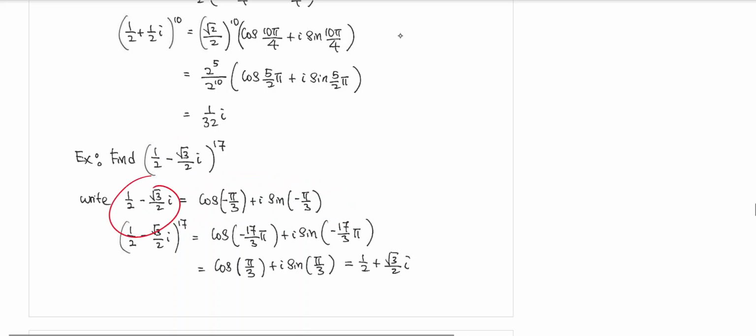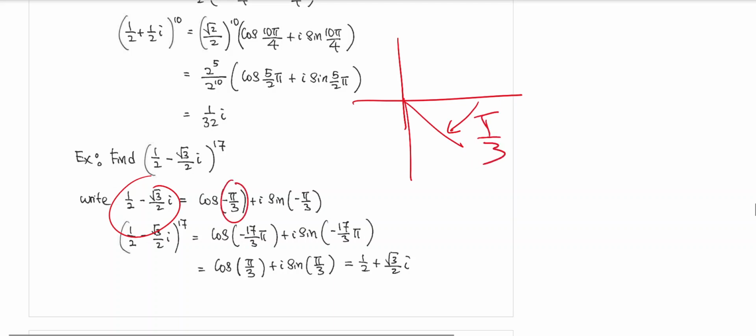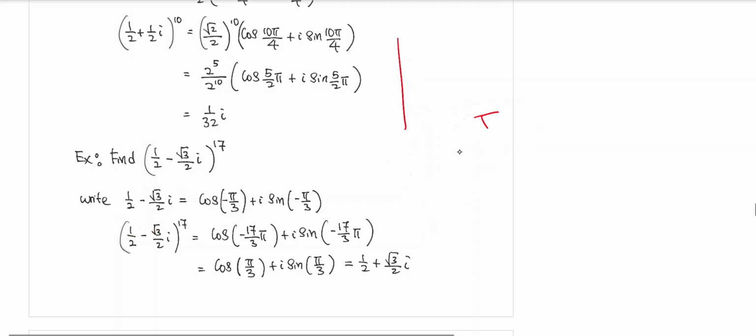And this thing here, if you remember, the way we do it is to put it in the Argand diagram, and you will see that it is in the 4th quadrant. And we're going to use this angle as our angle, and you will figure out that that angle is actually negative pi over 3. Negative is because we are moving clockwise. So this complex number, 1 over 2 minus square root of 3 over 2i, has this polar representation.